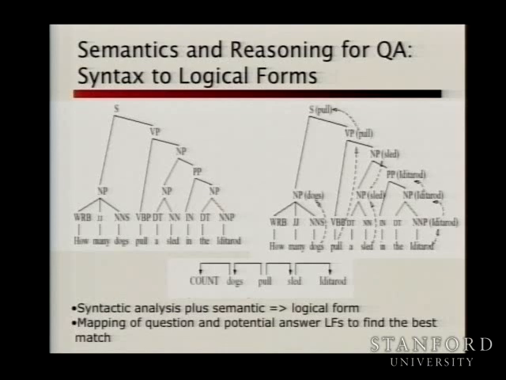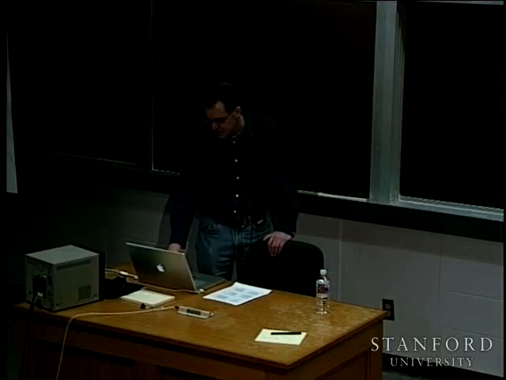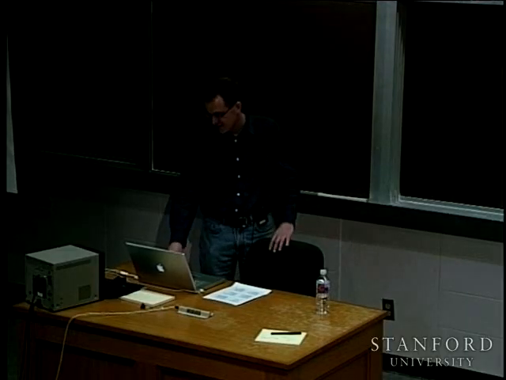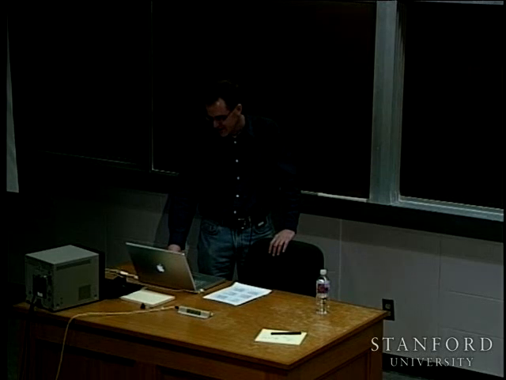So how many dogs is being turned into count of dogs. So we've got the verb pull, pull subject is the dogs. You want the count of the dogs. What is being pulled? A sled, and it's being pulled in the Iditarod. Okay. And so then what you can do is try to match on documents for that kind of semantic logical form, as they refer to it.